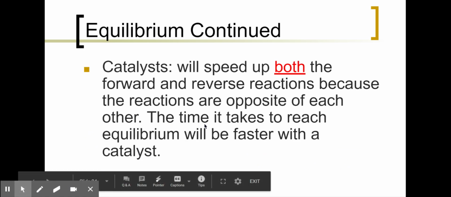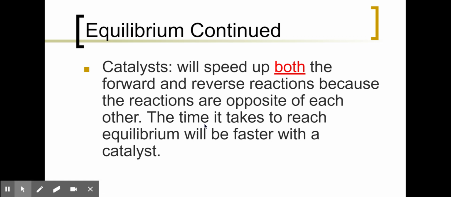Catalysts are often brought up in this discussion. And so you notice catalysts are pretty easy in equilibrium. They speed up everything. So they speed up the forward and the reverse reactions, and because they're opposites of each other, if I put a catalyst in there, it's going to do both. Okay. What it does change is the time it takes to get to equilibrium.